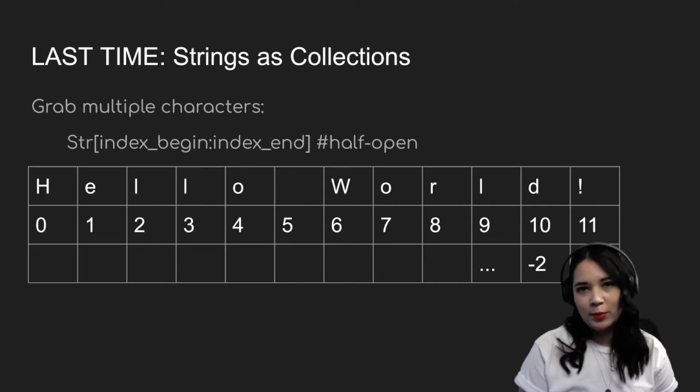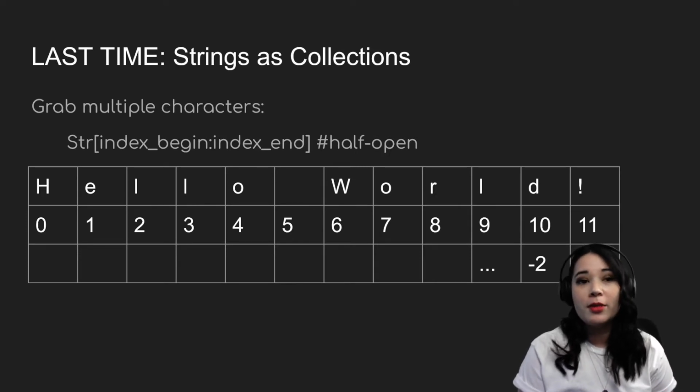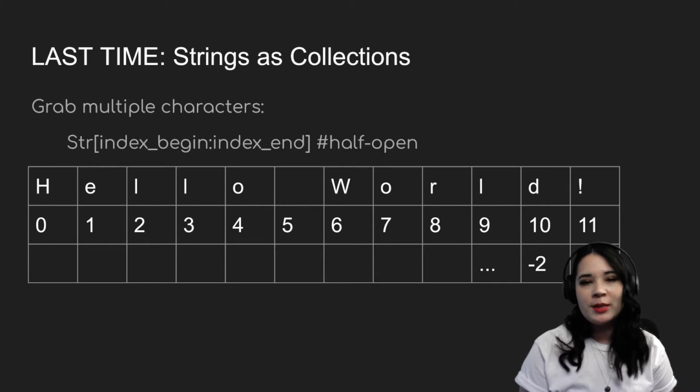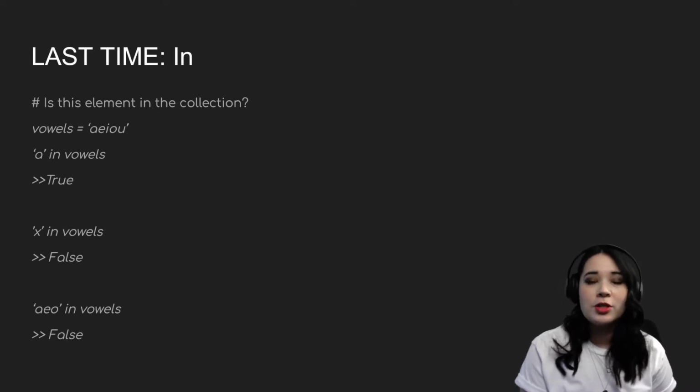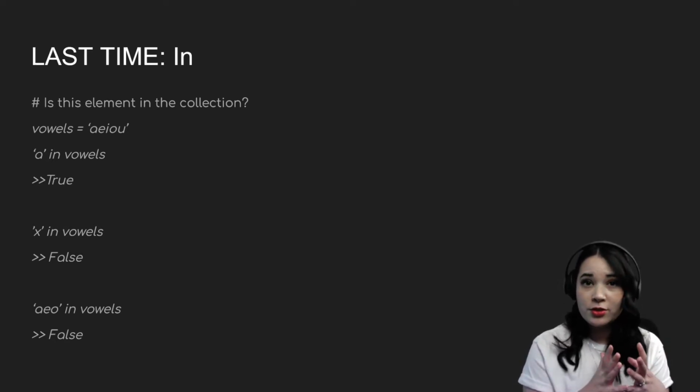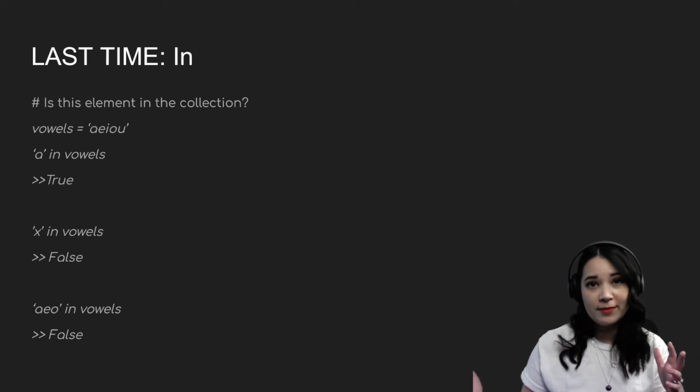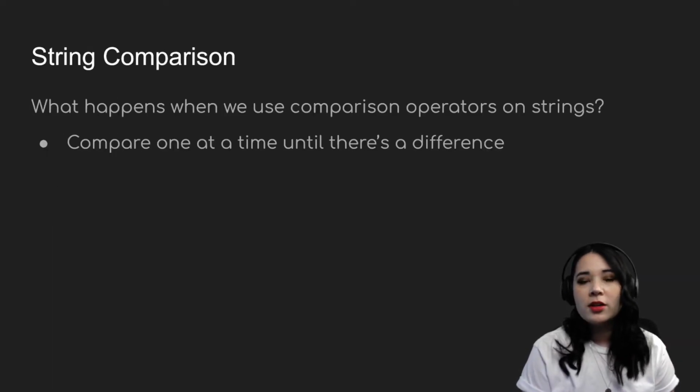So last time when we talked about strings, we talked about how they're collections, which basically means they're multiple objects put into one bigger object, and we can slice them or grab individual objects using indices. We also talked about the in operator, which allows us to check if a smaller string is inside a bigger string. This time, let's talk a little bit about string comparison.